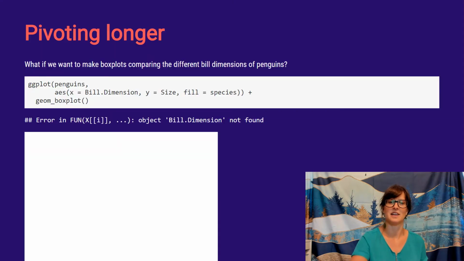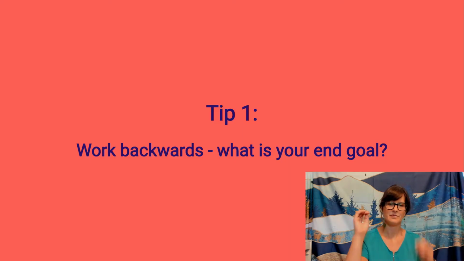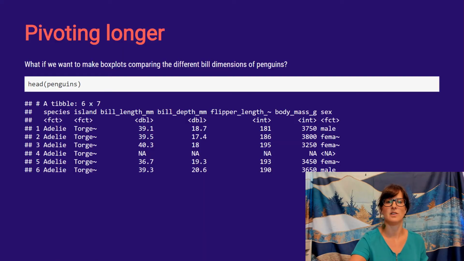And so that's what I've done here. I've said what I really want to do is I want to make the x aesthetic be bill dimension and the y aesthetic be the size. Even though those variables don't right now exist in my data set, that's what I would like to have in the end of my process. So now I've defined my end goal.